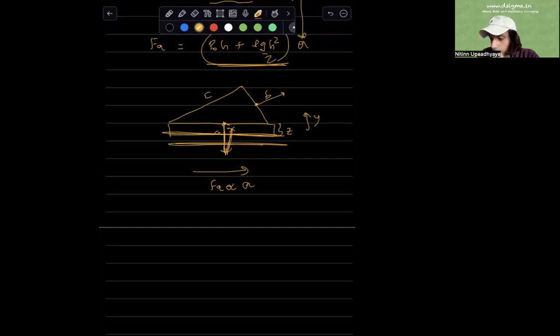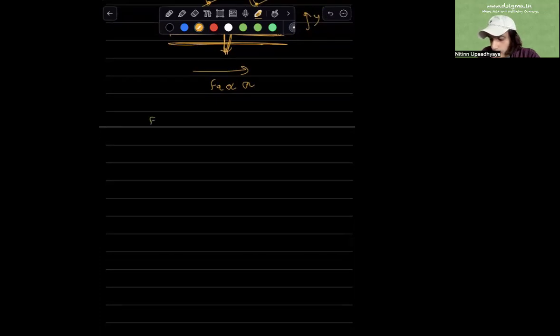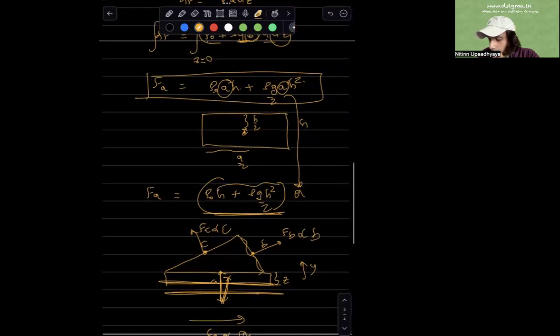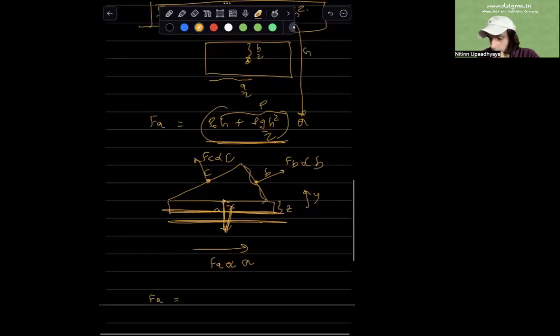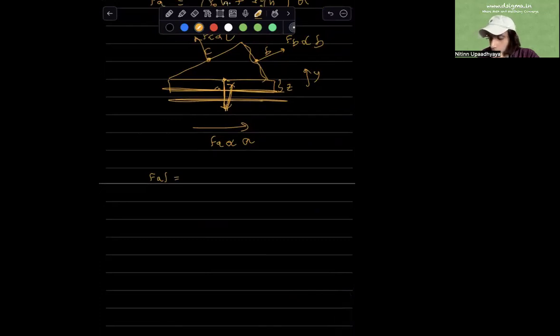Likewise, the net force on face B will be proportional to B, which is the length of this side of the triangle. And the net force on face C will be proportional to C, which is the third side of the triangle. So in a nutshell, if I introduce a constant of proportionality, given by this expression, let me just call that P. That will be the constant of proportionality. So the magnitude of force on face A will be P times A, the magnitude of force on face B will be P times B, and the magnitude of force on face C will be P times C.